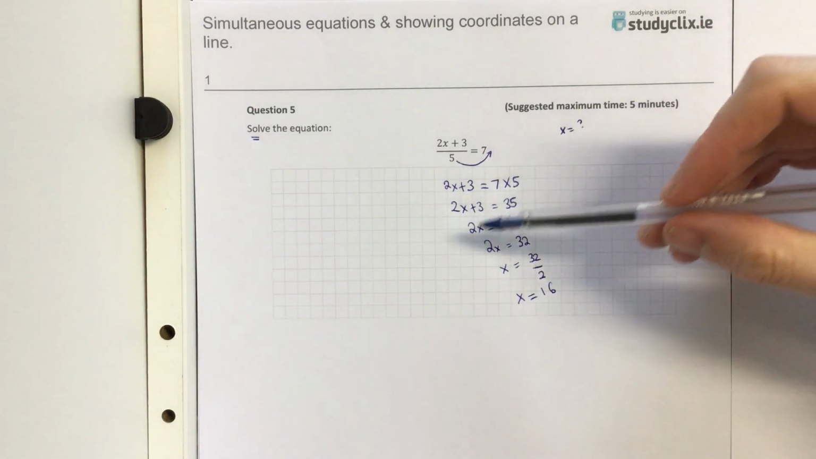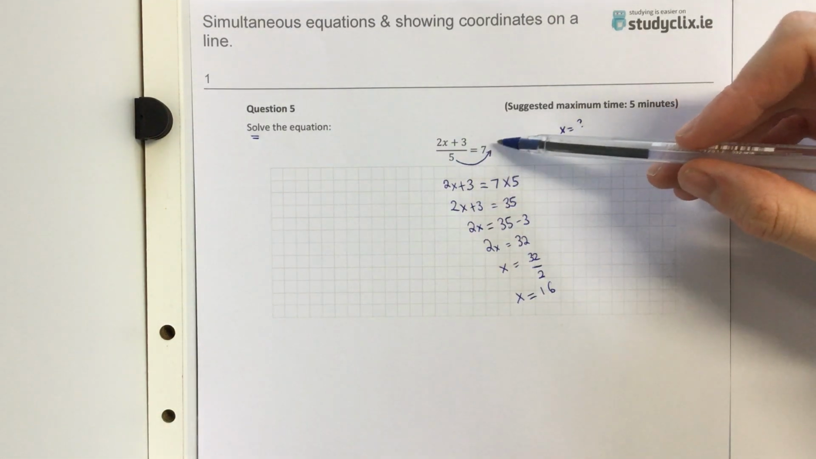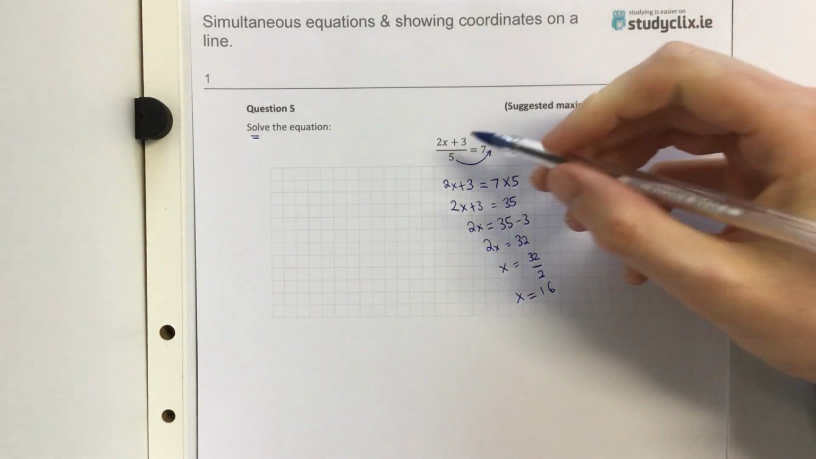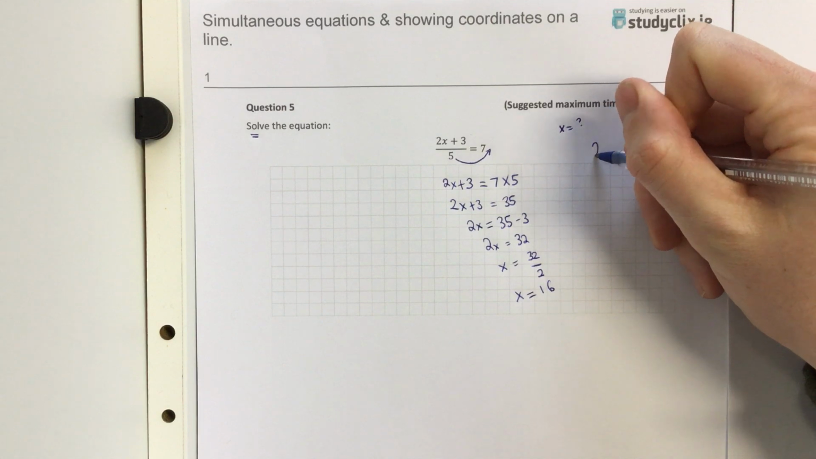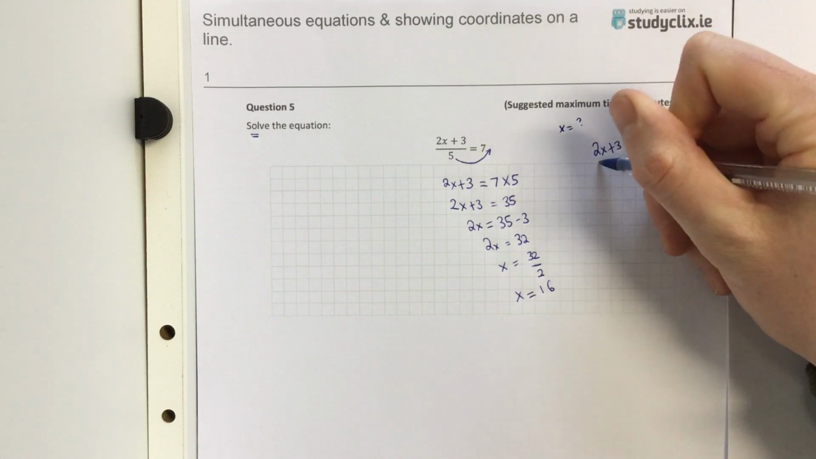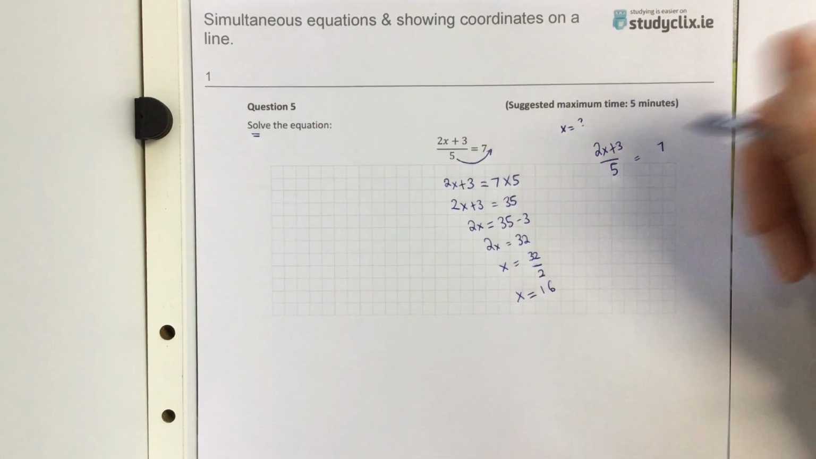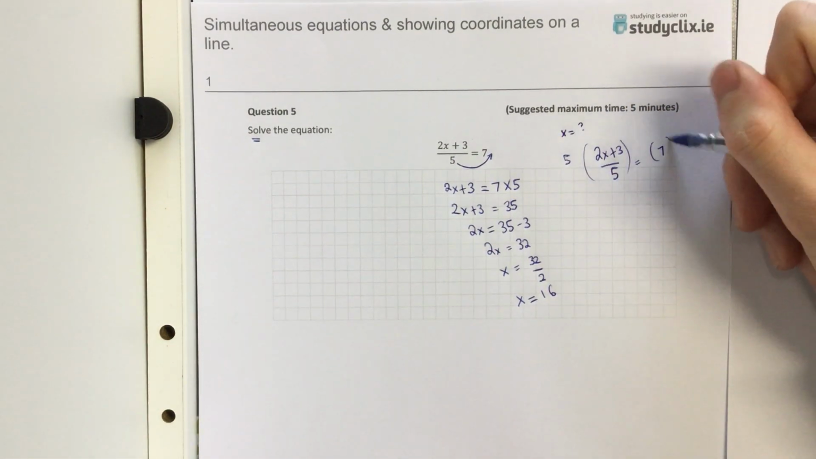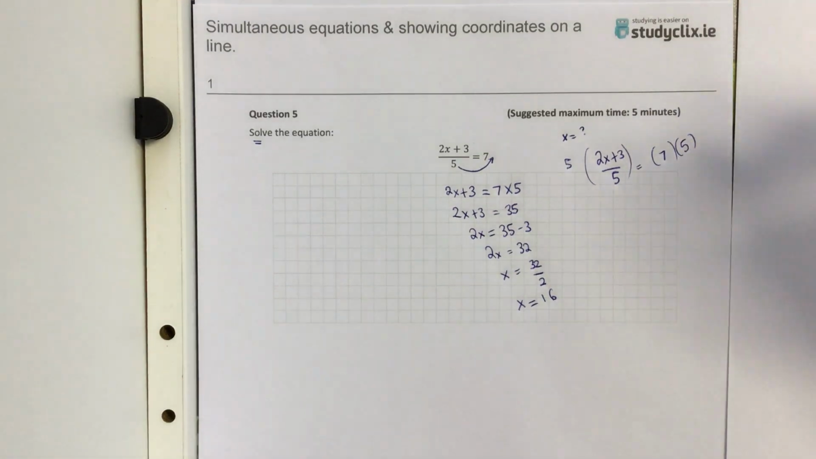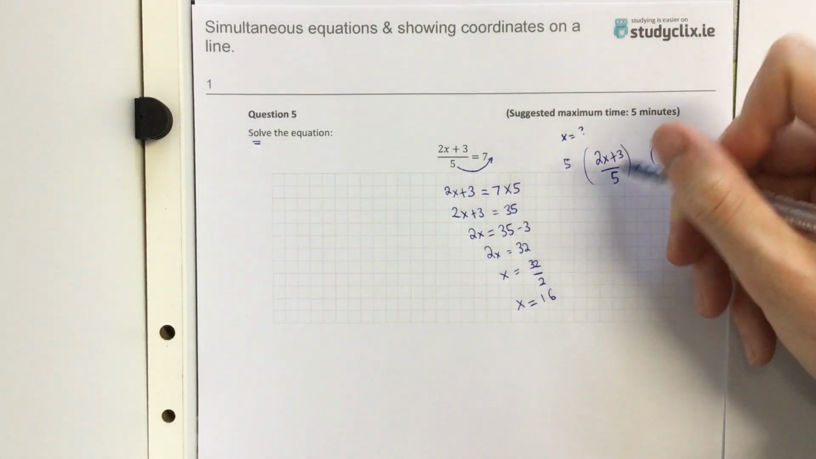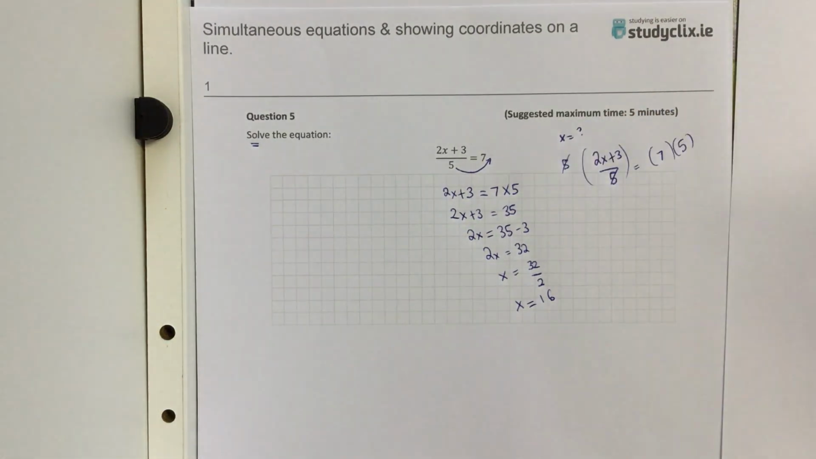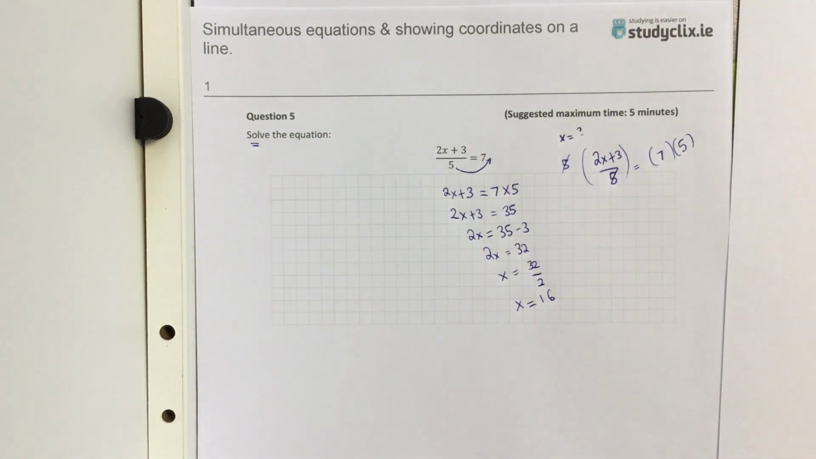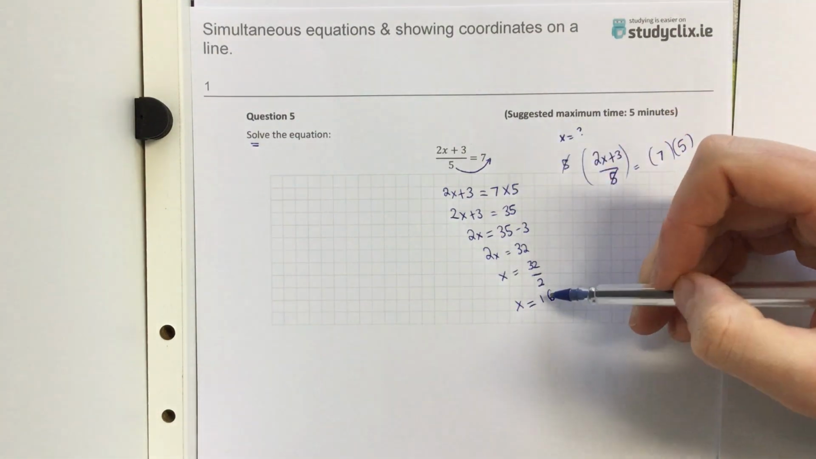If I look at why I brought the 5 across to the other side, technically what I'm doing there is I'm multiplying both sides by the denominator, which is 5. So I said 2x plus 3 over 5 equals 7. So I'm multiplying both sides by 5 to get rid of this 5 that we're dividing by here. Okay, so therefore that's why I ended up with 2x plus 3 equals 7 bracket 5. So anyways, final answer, x equals 16.